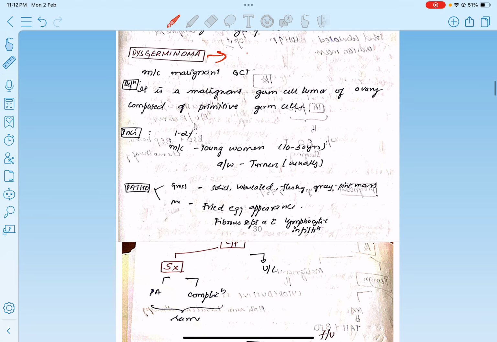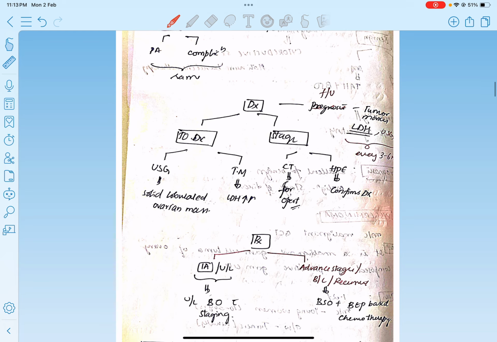Dysgerminoma. So what can you remember? How do you remember dysgerminoma? That means it is a dysplastic cell. Okay, so again you know that in a hemolytic anemia LDH is increased. So again you can think of something related to dysplasia, right? So you can think dysgerminoma, LDH is elevated. So these are the same thing.